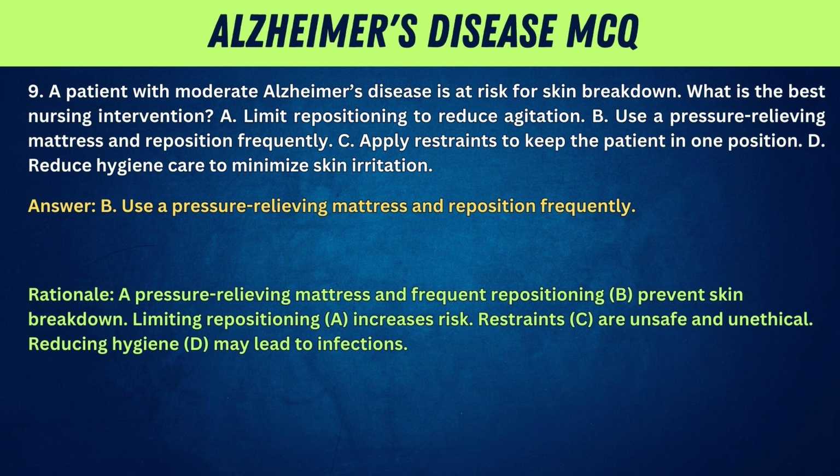D. Reduce hygiene care to minimize skin irritation. Answer: B. Use a pressure-relieving mattress and reposition frequently. Rationale: a pressure-relieving mattress and frequent repositioning, B, prevents skin breakdown. Limiting repositioning, A, increases risk. Restraints, C, are unsafe and unethical. Reducing hygiene, D, may lead to infections.